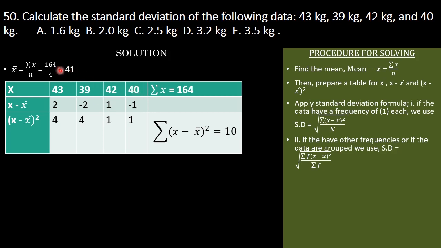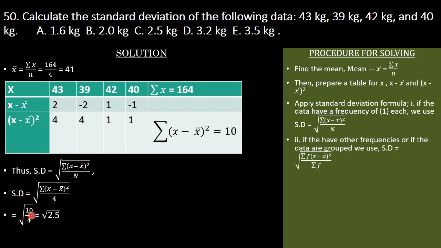The square of x minus mean. Now the square of 2 is 4, square of minus 2 is 4, square of 1 is 1, square of minus 1 is 1. The summation is equal to 10, that is 4 plus 4 plus 1 plus 1 is equal to 10. Standard deviation is equal to the square root of summation of x minus mean squared over n. Therefore, standard deviation is equal to the square root of 10 over 4, which equals 2.5. The square root of 2.5 is equal to 1.58113883. When you approximate it to the nearest one decimal place, we have 1.6.